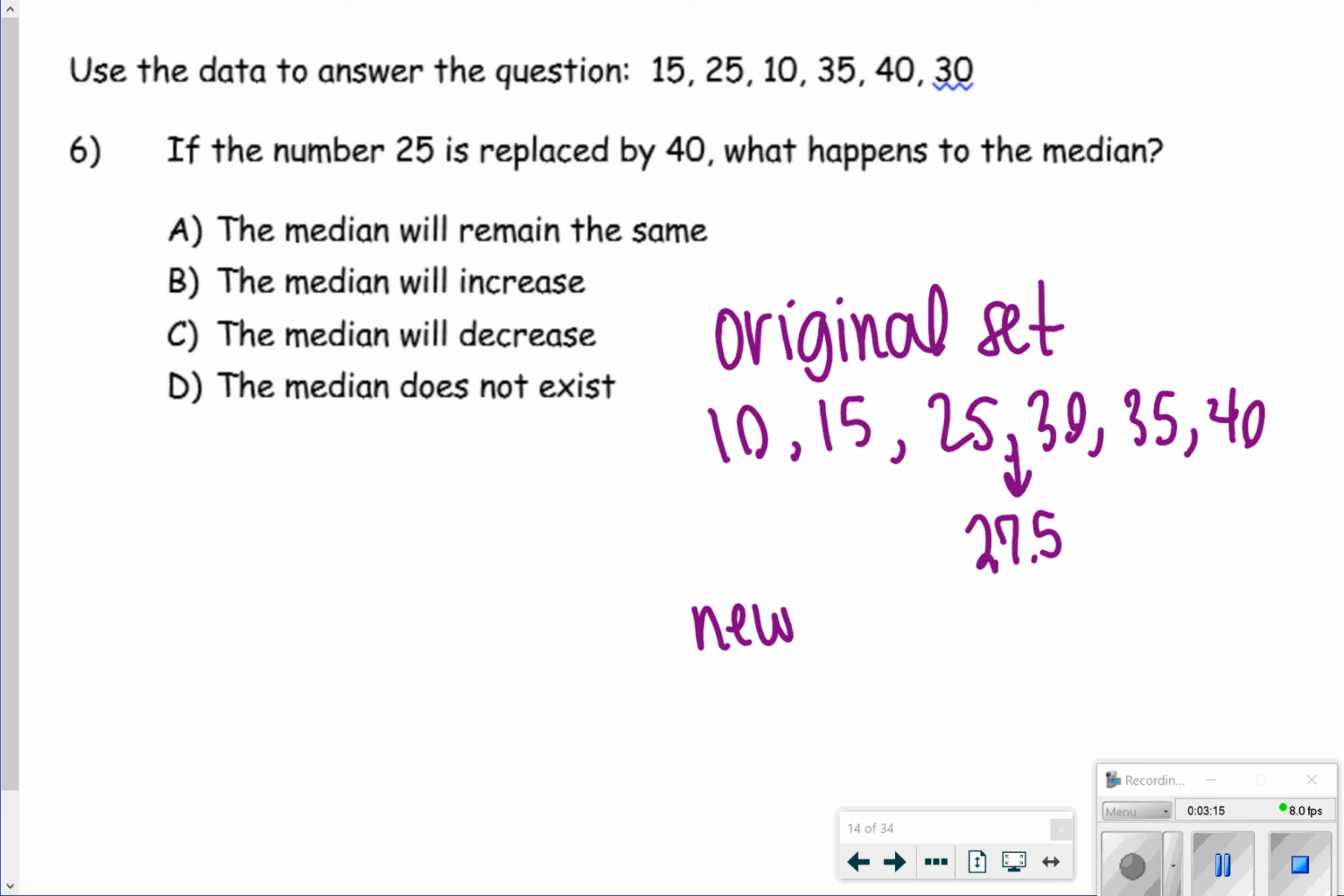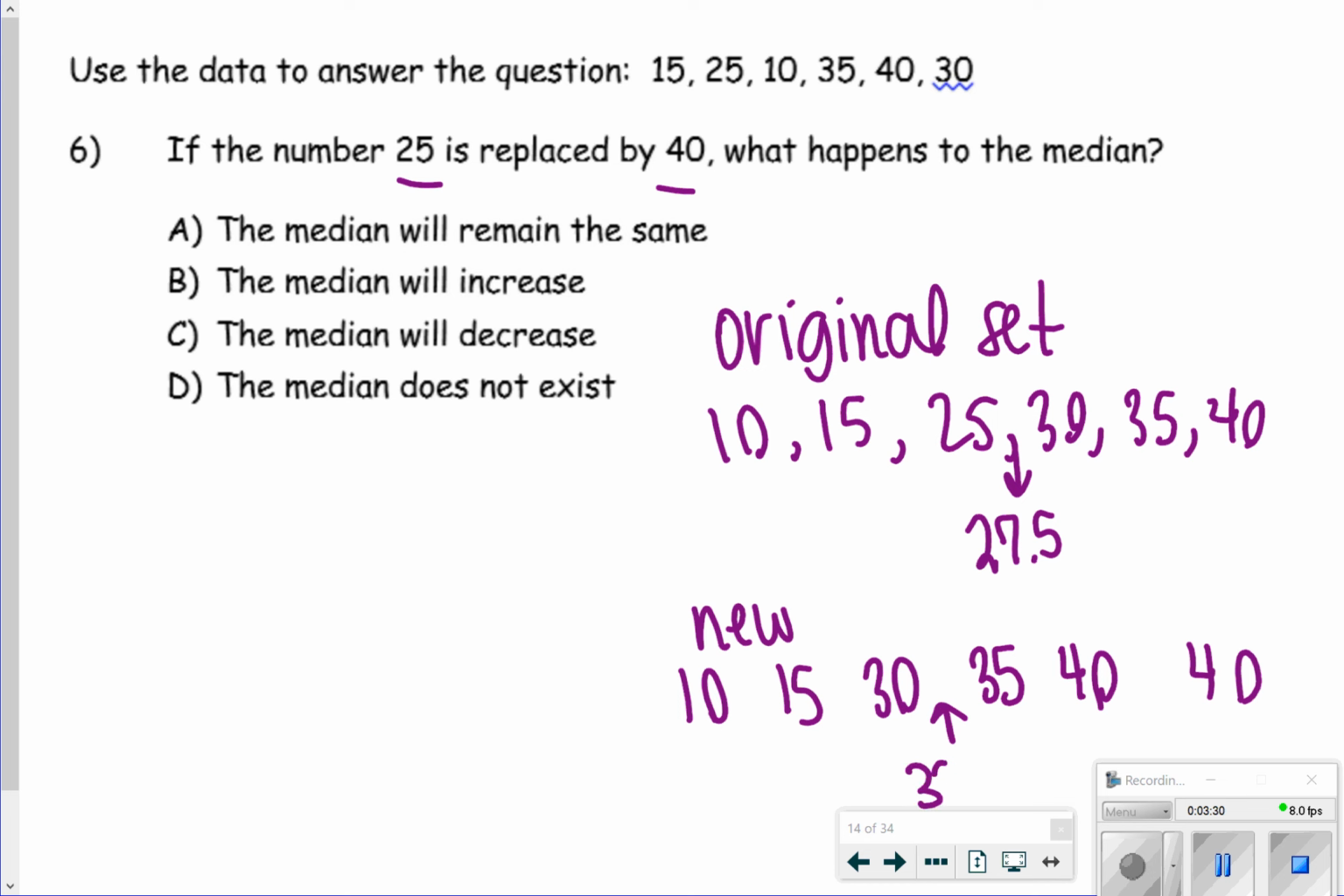But in my new set of data, I'm replacing 25 with the 40, and this is what that would look like. So now I have two 40s instead of that singular 25. And I look right in the middle, I have it right in between 30 and 35, which means my median now is going to be 32.5. So for these options, I should choose B. The median will increase because your data is now getting higher on the end. Anytime you add some data on the right-hand side, it's going to get higher for the median, or if you added data on the left-hand side or the lower end, it's going to get smaller.